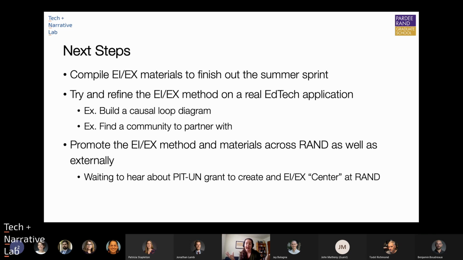And then we'll have a community, for one thing, that great big team that Ben presented at the beginning. And then we'll also have some materials that we could shop around and promote inside of RAND as well as externally, to say, hey, if you're doing something related to technology policy or technology design and development, here's how you can incorporate some thinking about ethics and equity into that.